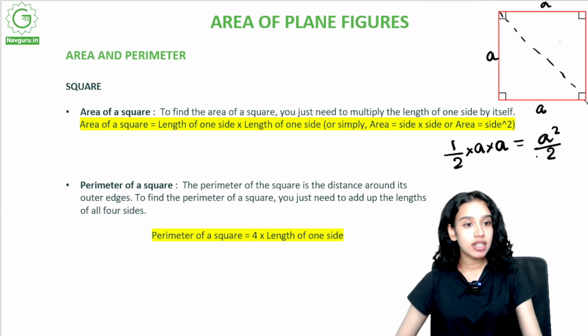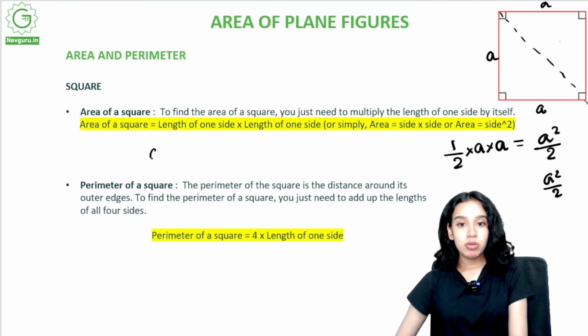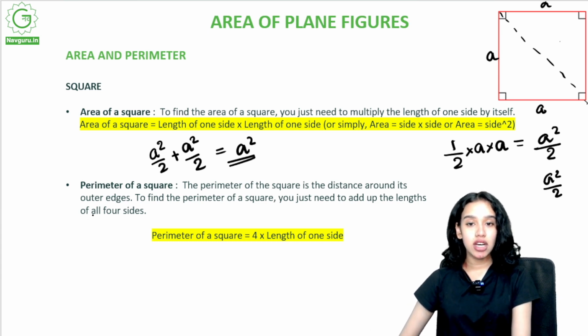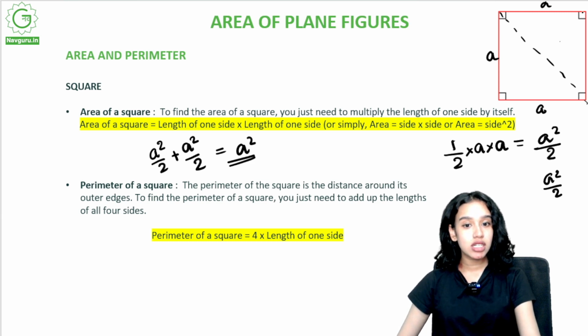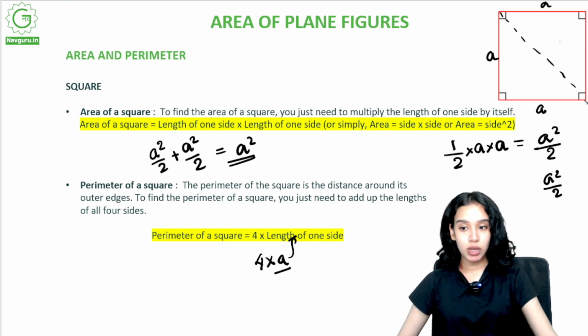What about the next triangle? That would also be A square by 2, right? So, what would be the sum of that? A square by 2 plus A square by 2, which is equal to A square. A square is the area of the square. Now, what is the perimeter of a square? The perimeter of a square is the distance around its outer edges. So, what is the distance around its outer edges? It's 4 times A. What is A? A is the length of one side.